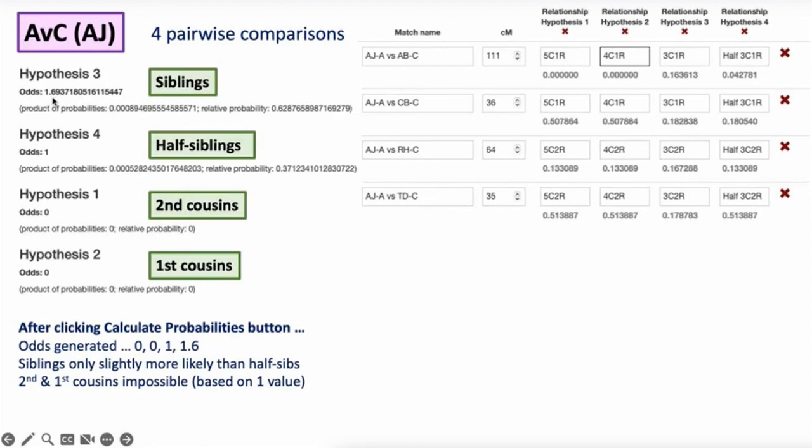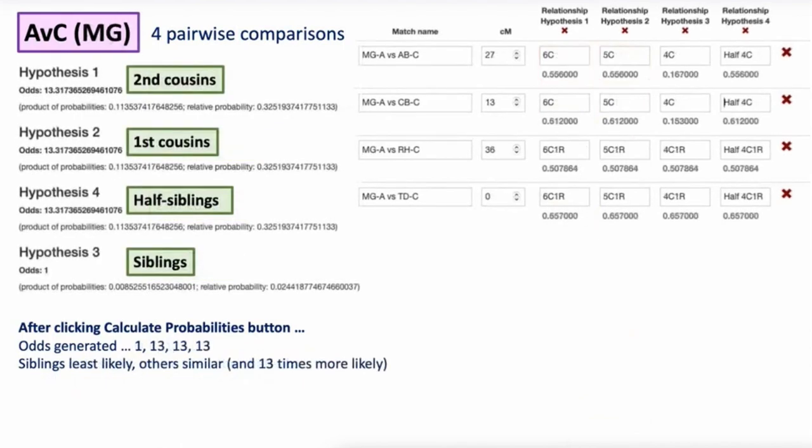But look at the odds ratio. It only reached 1.7 to 1. So it was barely above the threshold of unity. And this is not a very convincing result. And again, two hypotheses, second cousins and first cousins, were ruled out on the basis that if Aunt Joan and AB from Family C were fifth cousins once removed or fourth cousins once removed, it was impossible that they would share 111. So hypothesis 1 was that the patriarchs were second cousins, hypothesis 2 that they were first cousins. Both of these hypotheses can be ruled out.